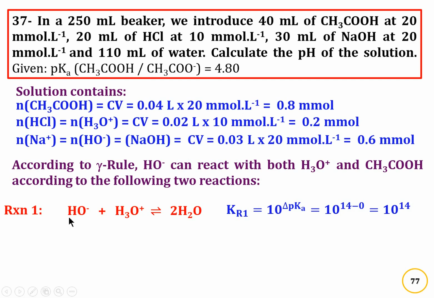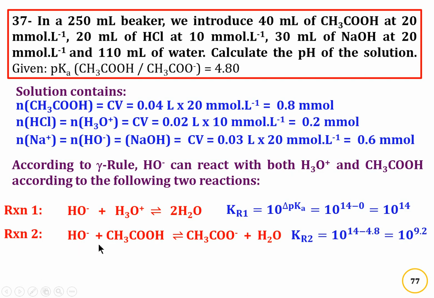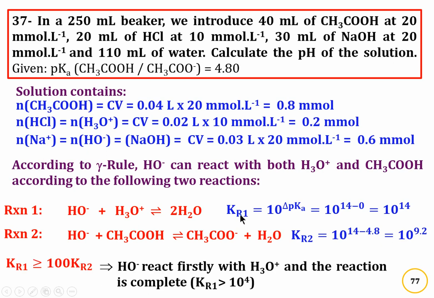So we write reaction 1, HO⁻ plus H3O⁺ gives 2H2O, K of the reaction equal 10 to the power 14. So this reaction is complete. Reaction 2, OH⁻ reacts with acetic acid to give acetate and water. K of reaction 2 equals 10^9.2, and this reaction is also complete. By comparing K of reaction 1 with K of reaction 2, we find that Kr1 is greater by at least 100 times than Kr2. So reaction 1 will start, and then reaction 2 will start.